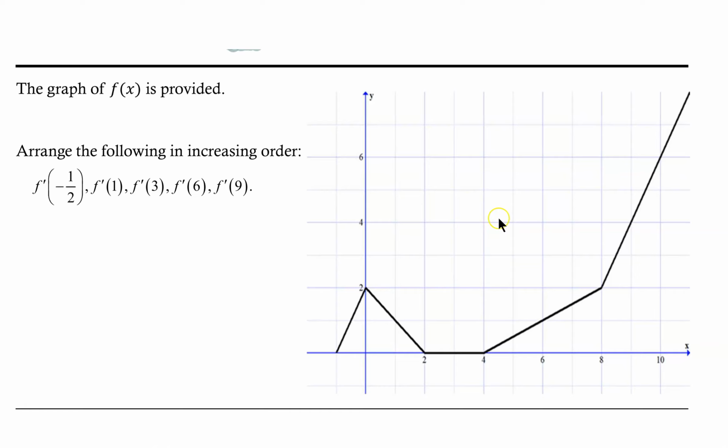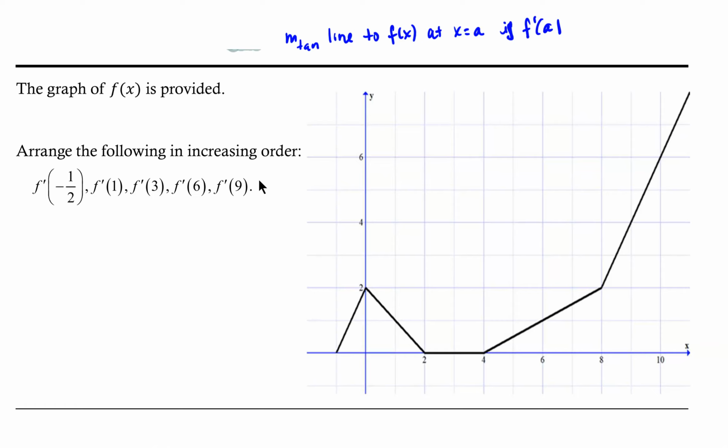Let's look at how we can use the graph of the function f of x provided to arrange in increasing order the derivative of that function at various x values. So we will be taking advantage of the idea that the slope of the tangent line to f of x at x equals a is f prime at a.